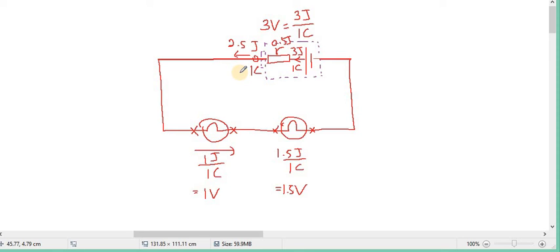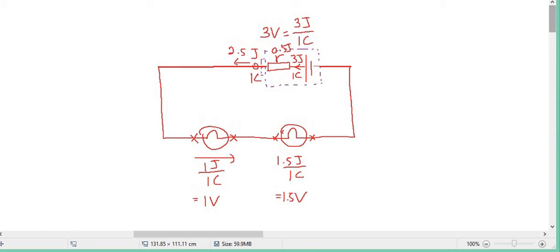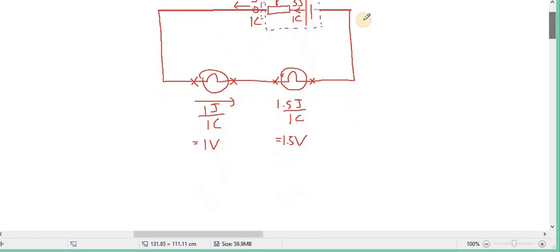So total is still 3 joule, which is the same as the electromotive force of the dry cell. Now when we connect the voltmeter here, this reading will show, yes, 1 volt. When we connect the voltmeter here, this reading will show 1.5 volt.